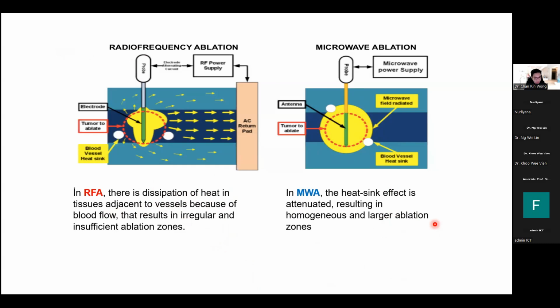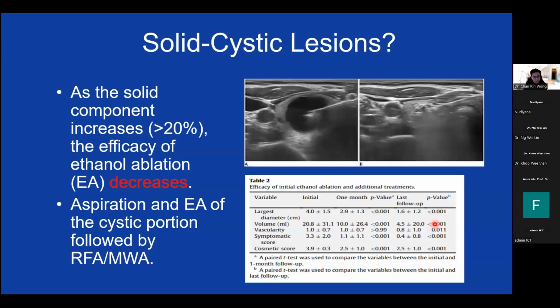So this is for solid lesions. What about solid cystic lesions? As the solid component increases in a cystic lesion, the efficacy of ethanol ablation decreases. Traditionally, cystic lesions are ablated using ethanol, and we still do it. If you have something of a mixed picture, you need to aspirate the content, and then give ethanol ablation followed by RFA or microwave ablation.